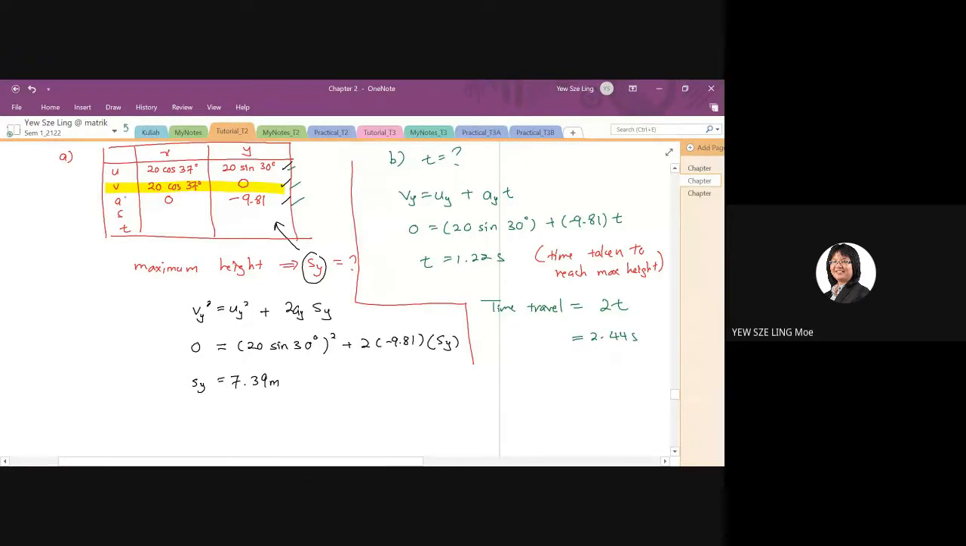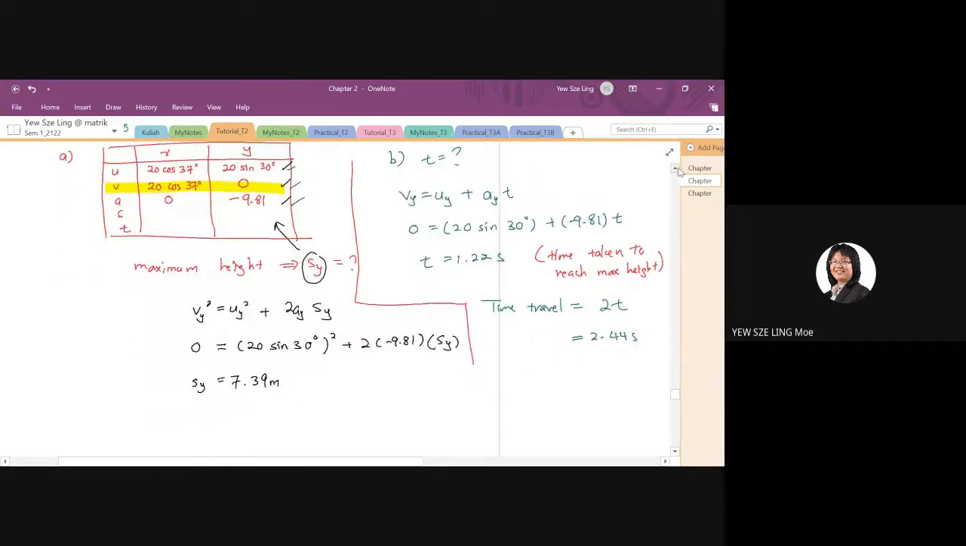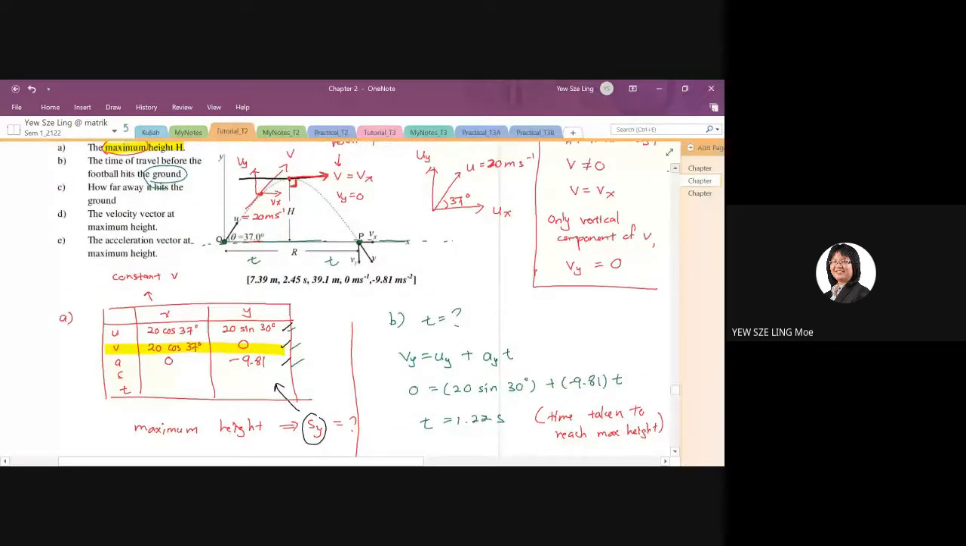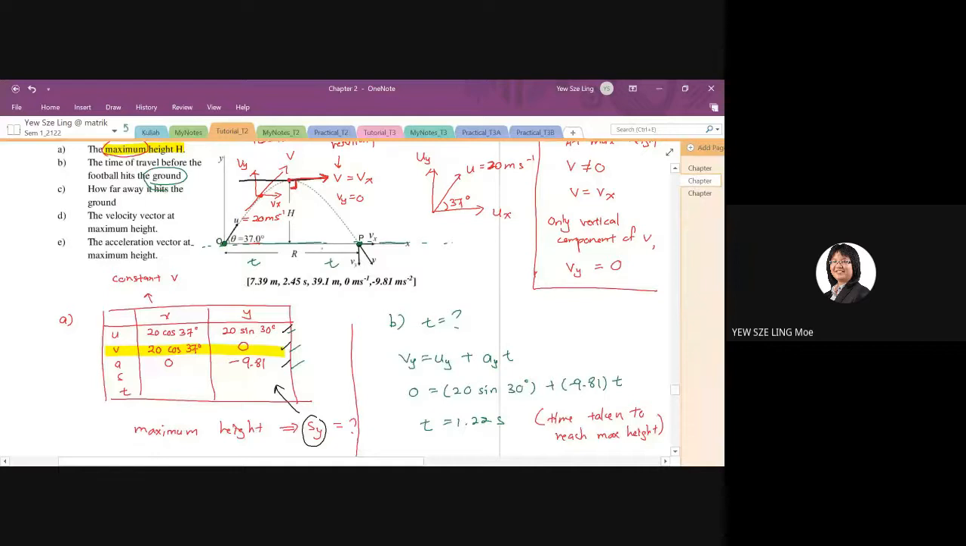So remember, if you use the first table, then the time that you calculate is the time taken to reach maximum height only. And if the object goes back to the same level as its initial position, so you start from the ground and it goes back to the ground, then for the time of travel, you just multiply by 2. If it doesn't go back to the ground, then you cannot use this method anymore.